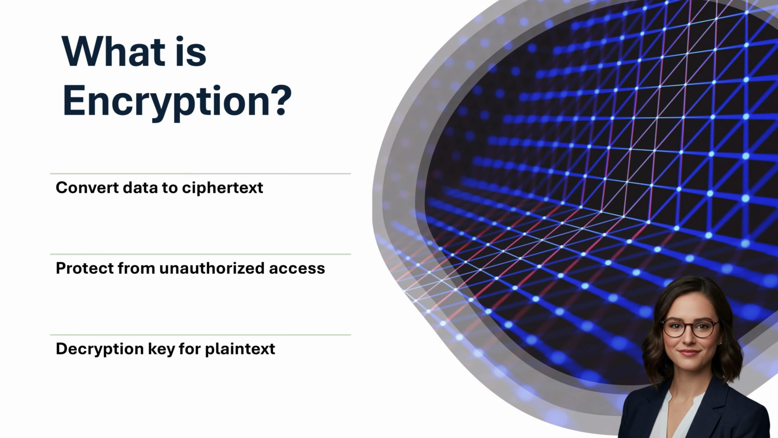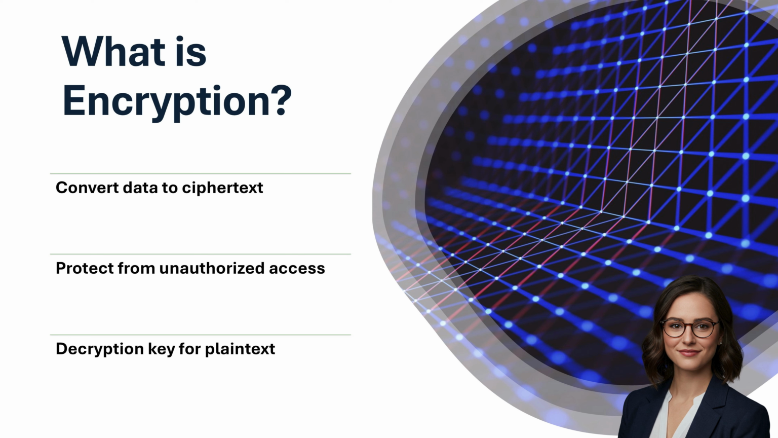Now, let's delve into one of the most fundamental data protection methods: encryption. Encryption is the process of converting data into an unreadable format, known as ciphertext. This effectively protects the data from unauthorized access, as even if someone intercepts or gains access to the storage medium, they won't be able to decipher the information without the correct key. Only those possessing the decryption key can convert the ciphertext back into its original, readable form called plaintext.